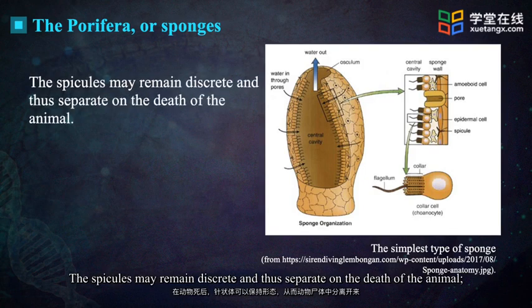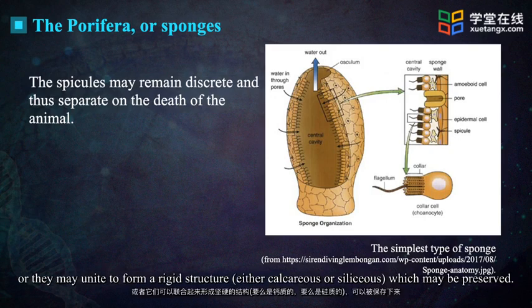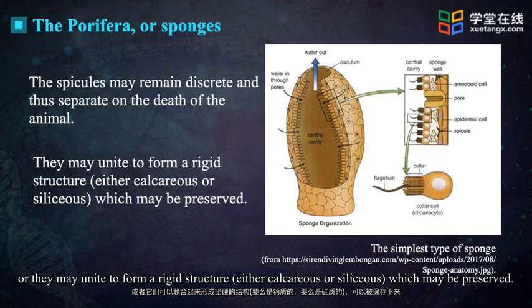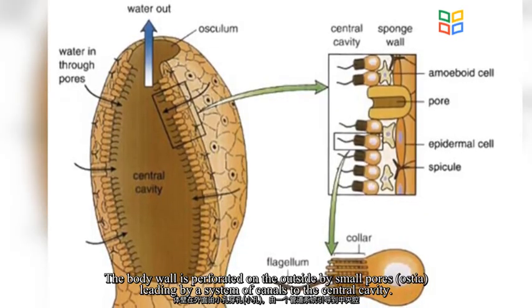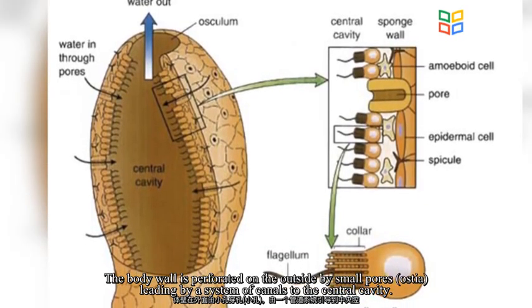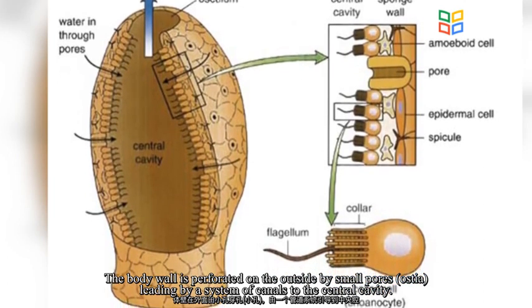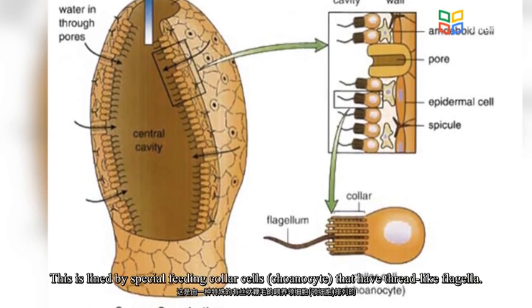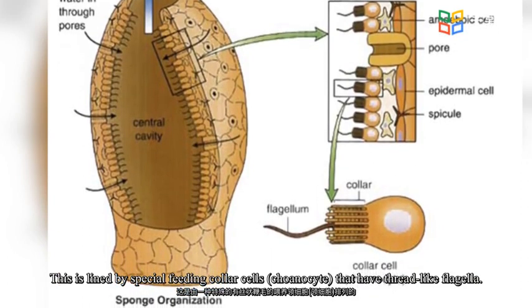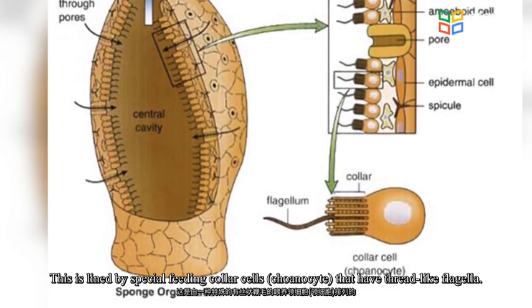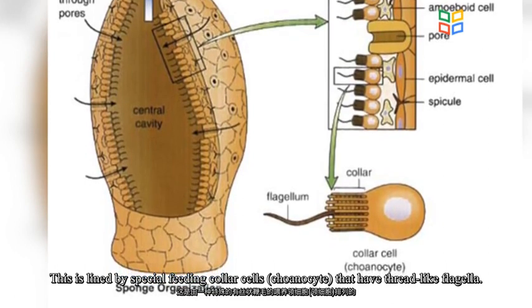The spicules may remain discrete and thus separate on the death of the animal, or they may unite to form a rigid structure which may be preserved. The body wall is perforated on the outside by small pores leading by a system of canals to the central cavity. This is lined by special feeding collar cells that have thread-like flagella.